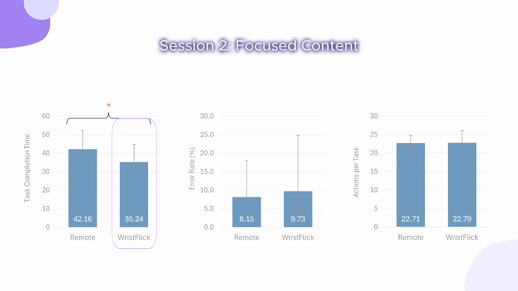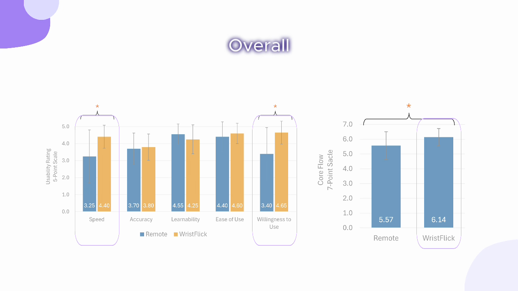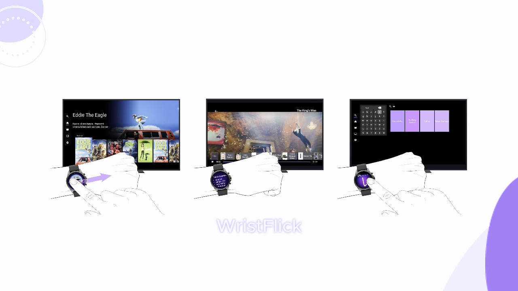For the focused content tasks, although users were initially less familiar with the feature, WristFlick still enabled faster access. In search tasks, WristFlick matched the remote in speed but required significantly fewer actions, highlighting the potential of gesture-based input for complex interactions. Furthermore, participants found WristFlick intuitive and enjoyable, with an increased sense of flow, and thus preferred it over the traditional remote. These findings suggest that WristFlick is an effective alternative to traditional remotes for controlling media on smart televisions.